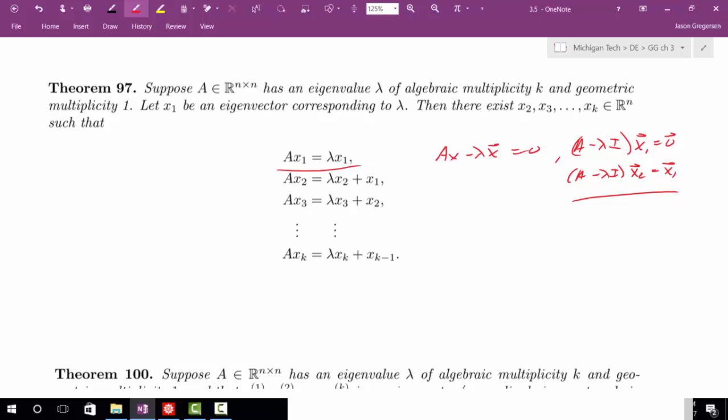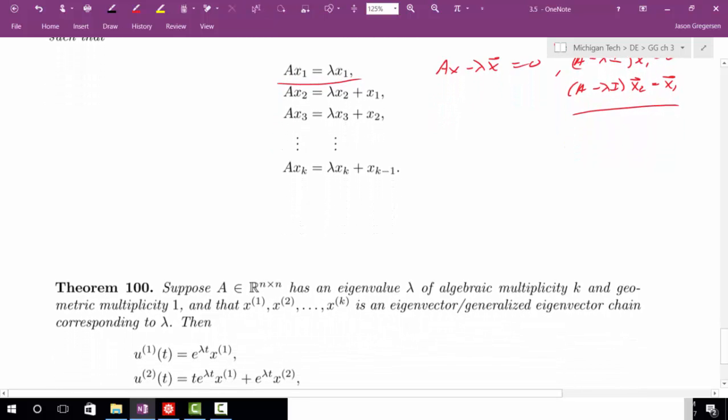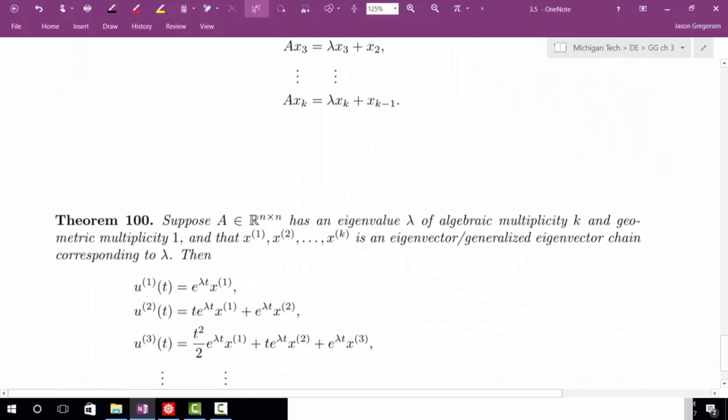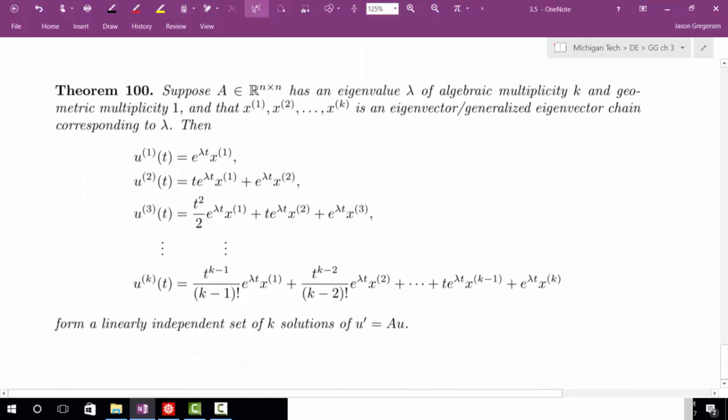So this will be in the book, Theorem 97. And then lastly, from the book as well, there's what the solution forms look like. I did want to just show that kind of generalization as they extend higher. Those factorials are generated in the denominators here.